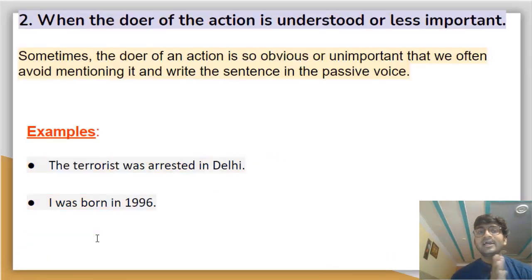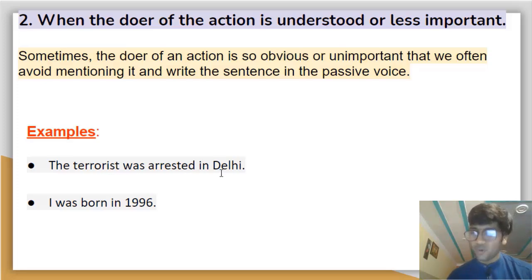That's case number one. Case number two, when the doer of the action is understood or less important. Sometimes the doer of an action is obvious, is almost understood. And when that's the case, you don't have to write the sentence in active voice. Write the sentence in passive voice. Examples. The terrorist was arrested in Delhi. It is obvious that the police will arrest the terrorist. So we don't have to talk about the police. We can leave it out, right? So the focus is on the object, the terrorist. The terrorist was arrested in Delhi.